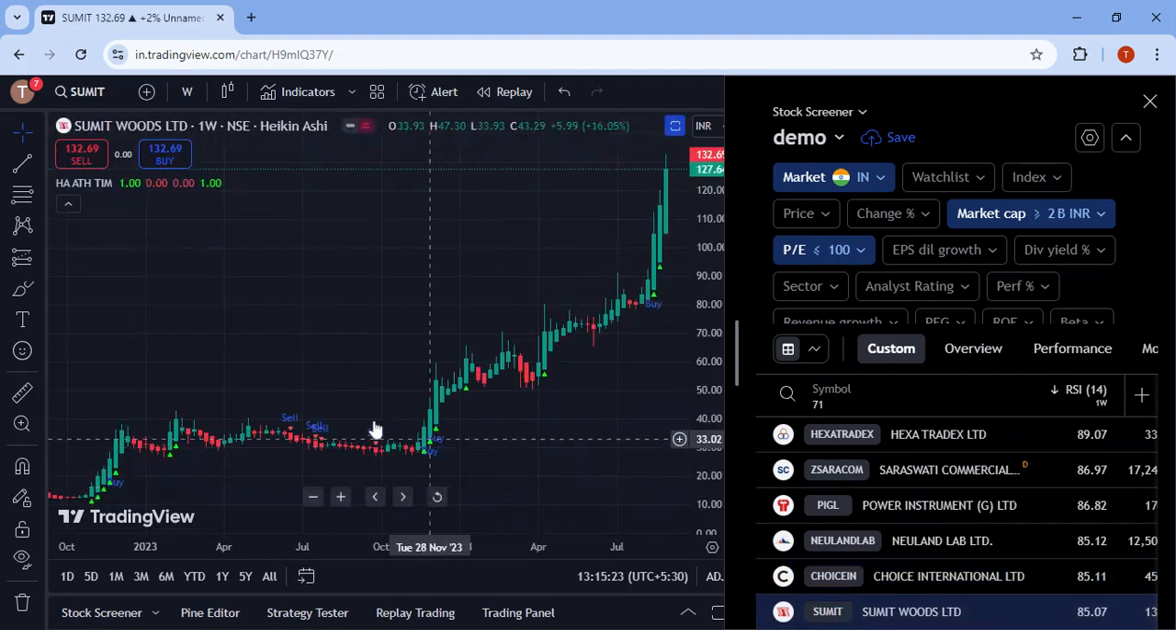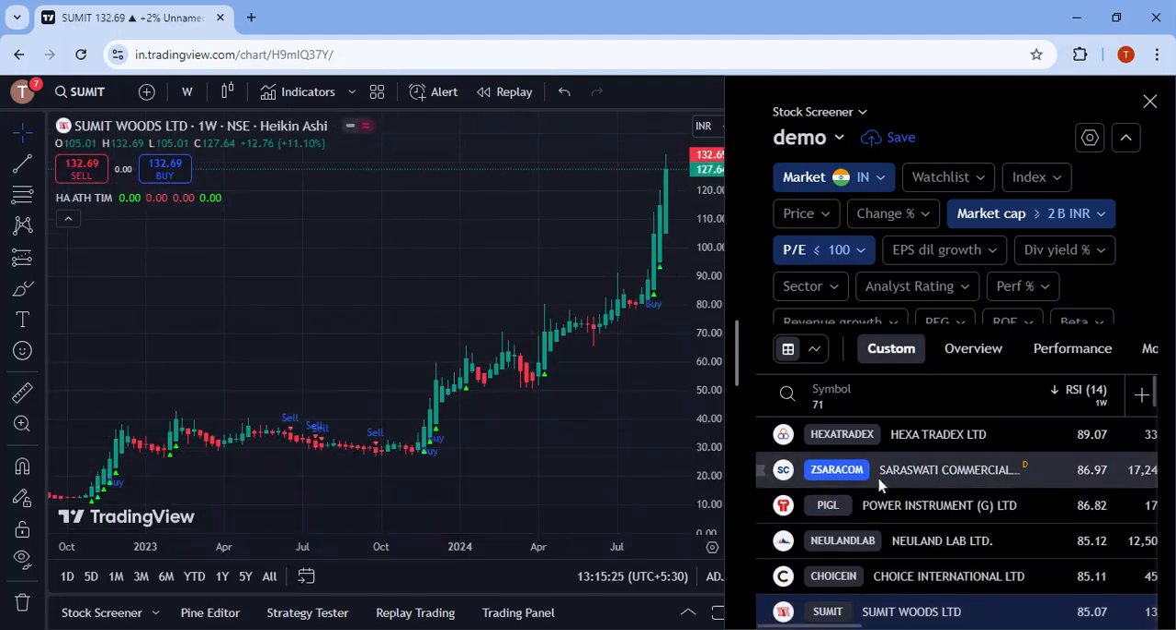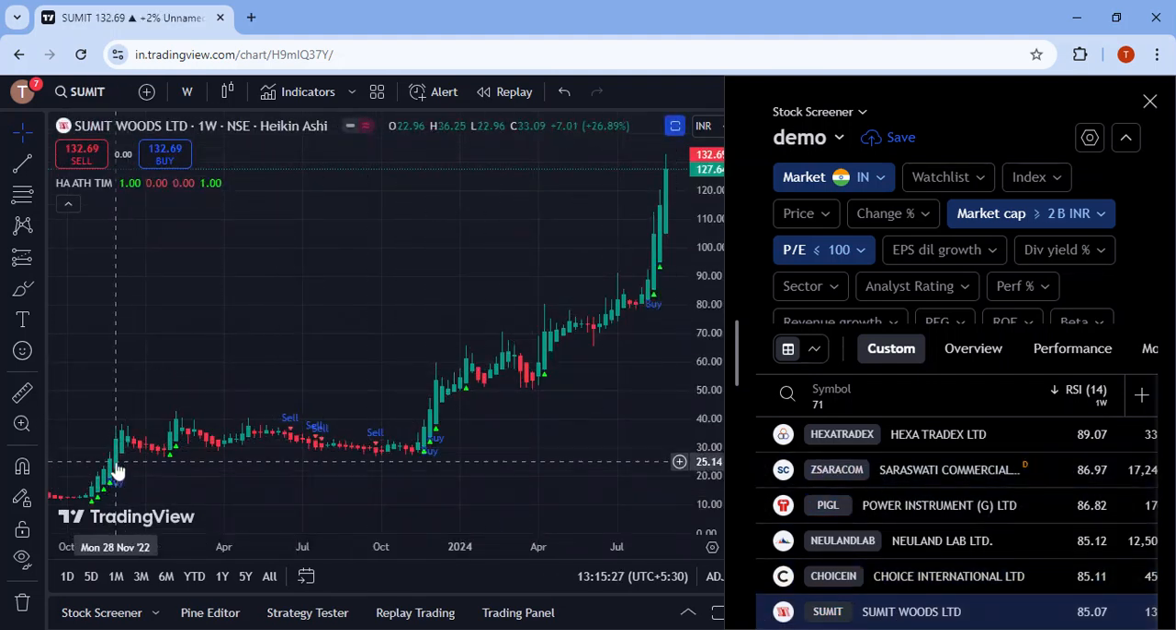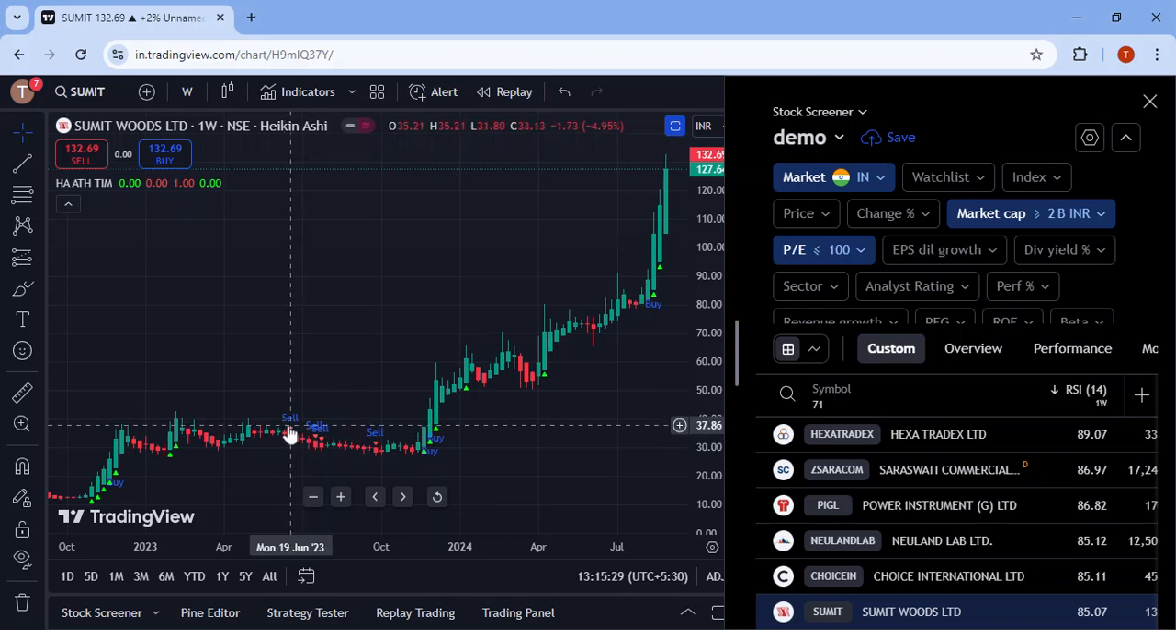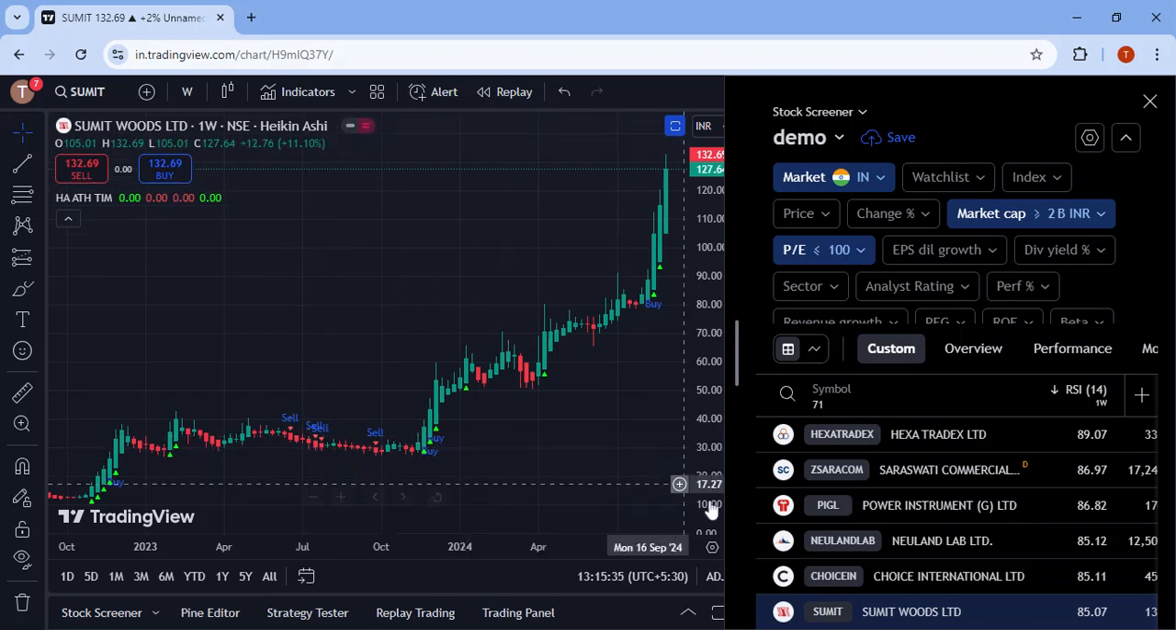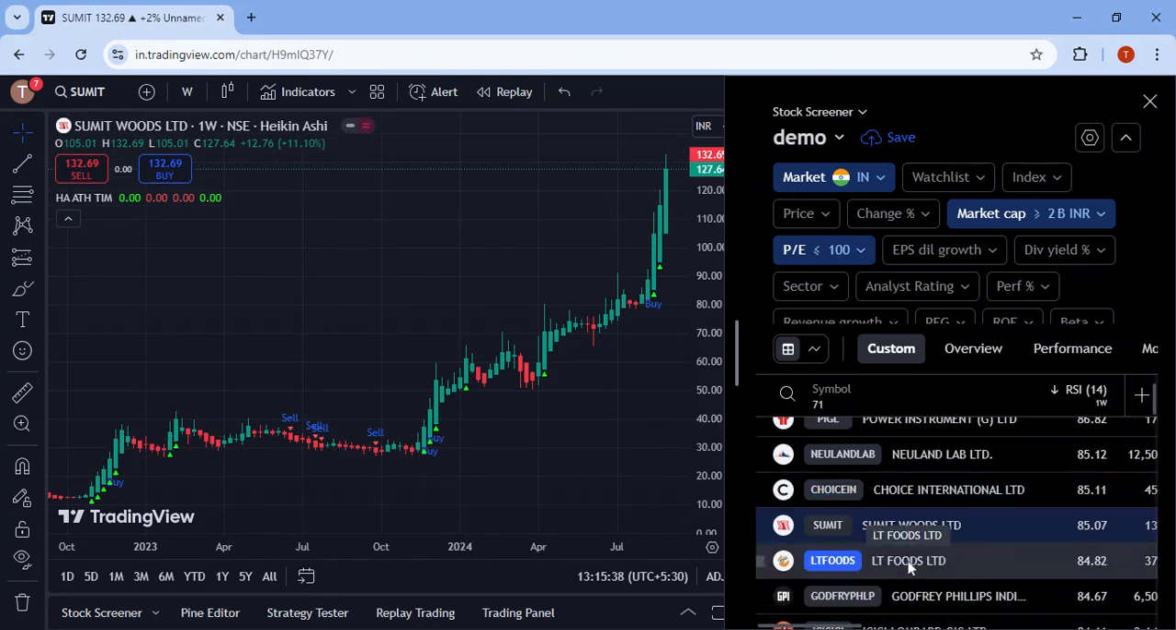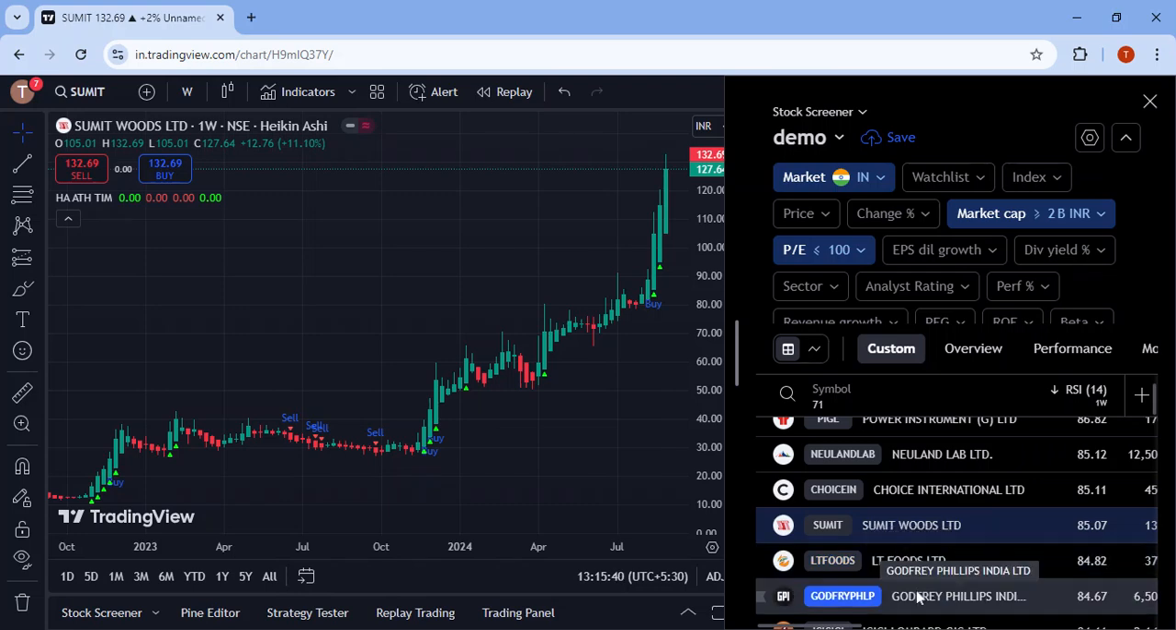The second way is, for example, I'm just giving an example here. Assume that you bought it here, and then there is a sell signal. So you sell it here, and then you exit. You just don't come back until the stock comes to your radar again. So this is just an example.